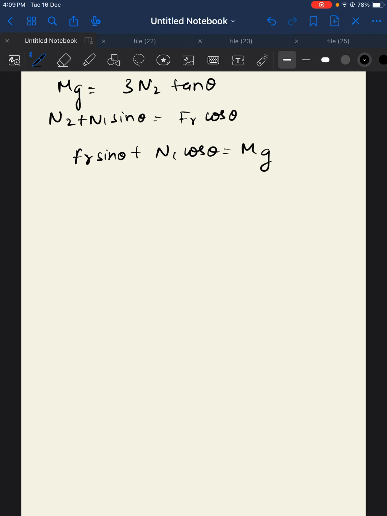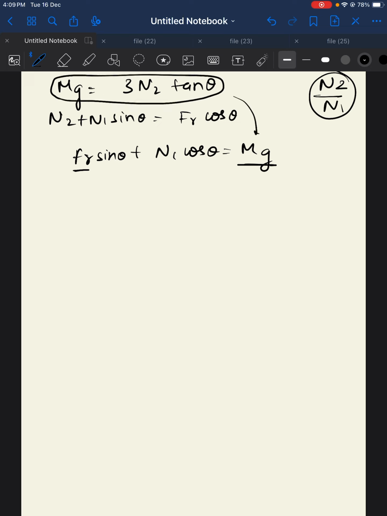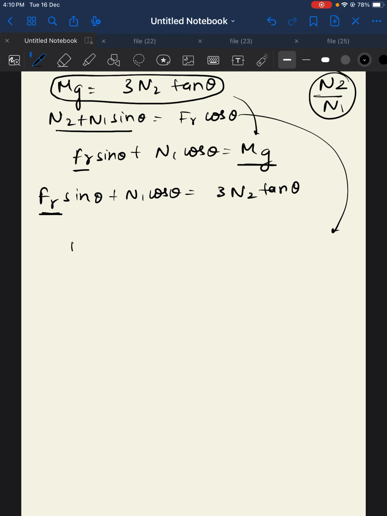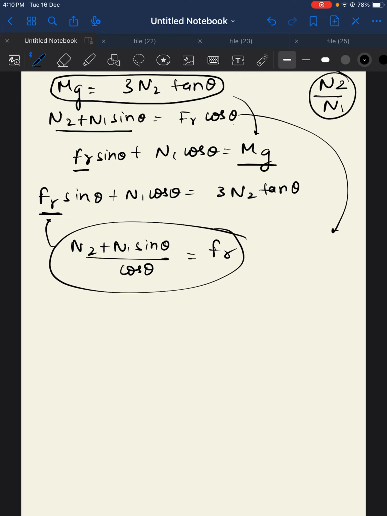Now there are 2 to 3 things that we need to understand. We have to find out the ratio N2 by N1, means we have to eliminate mg, we have to eliminate Fr. Now mg we can bring it in terms of N2 and substitute here. So we got Fr sine theta plus N1 cos theta equals to 3N2 tangent theta, correct? Now we have to eliminate this Fr thing. Can we eliminate it from here? Yes, we can eliminate it from here. N2 plus N1 sine theta upon cos theta is the value of Fr, right? From this equation we can write this. Now this Fr value we will substitute here.